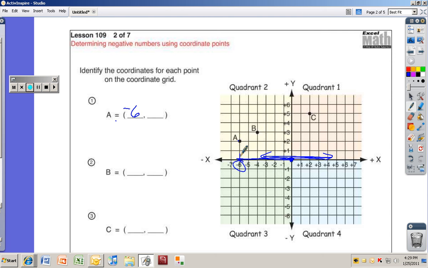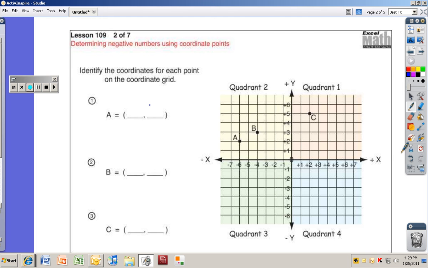And then the plane's going to take off. Is it going positive or negative when it takes off? Positive. How many? 2. So we write 2 or positive 2 right there. So A is located at -6, positive 2. Get it? Okay, go ahead and try B and C, numbers 2 and 3. Pause the video. Turn it back on when you're ready to see the solution.